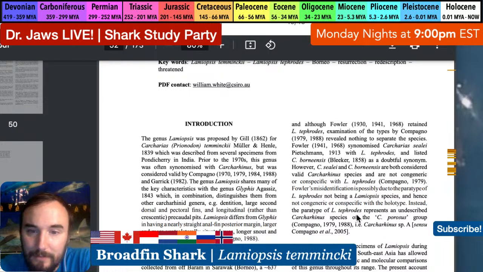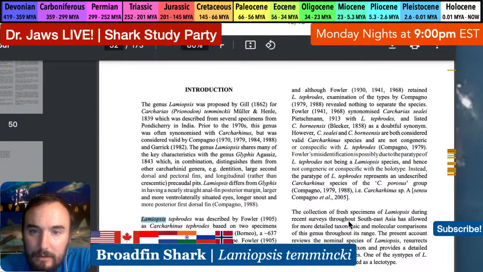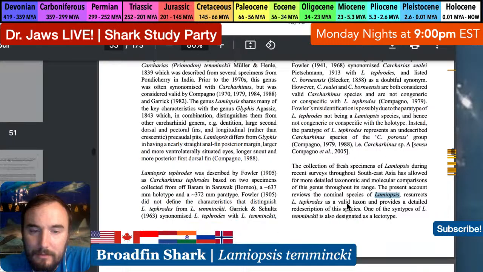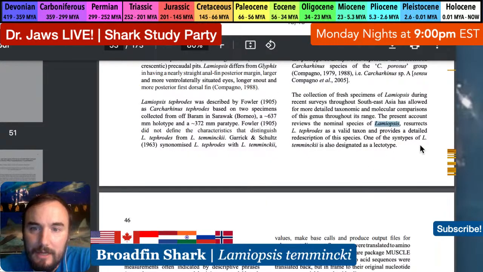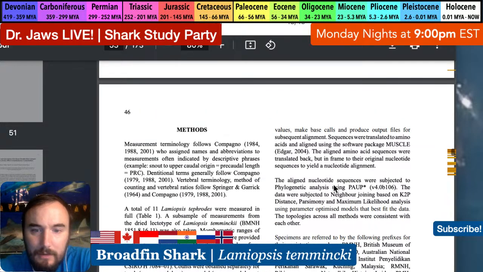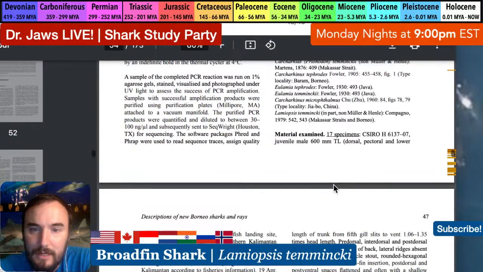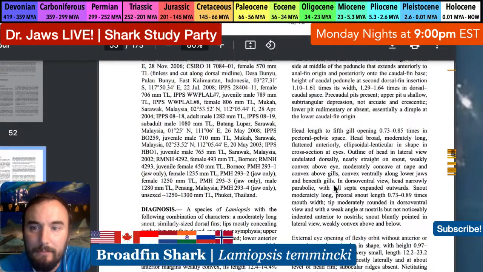So very interesting. The collection of fresh specimens of Lamopsis during the recent surveys throughout Southeast Asia has allowed for more detailed taxonomic and molecular comparisons of this genus throughout its range. The present account reviews the nominal species of Lamopsis, resurrects Lamopsis tephroides as a valid taxon, and provides a detailed redescription of the species. Okay. One of the synonyms of Lamopsis temmincki is also designated as electrotype. Okay. So we won't go through the methods because that's a lot. We'll just kind of skip through that.